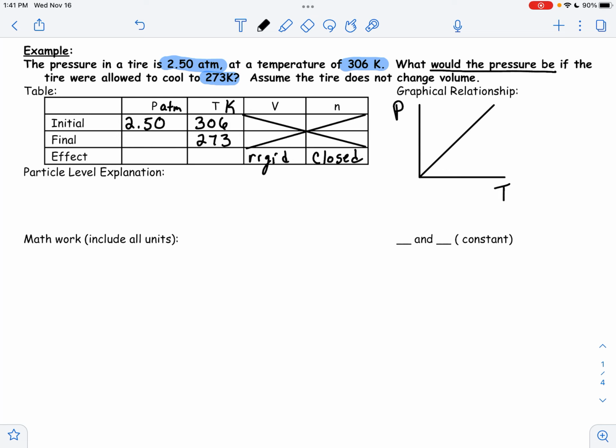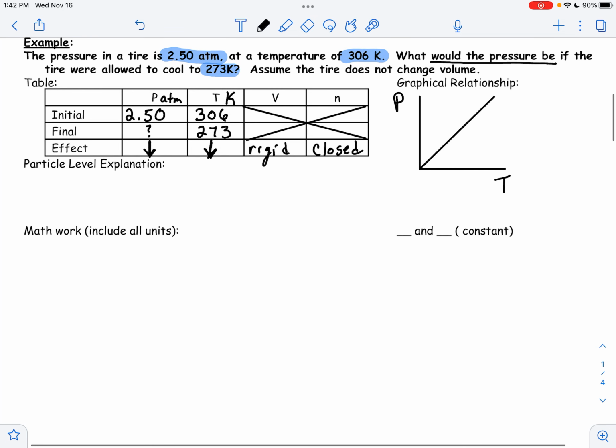So, when I look at this, my initial temperature was 306. My final temperature is 273. That means that my temperature over the course of this scenario decreased. Since my temperature decreased, and because of my graphical relationship, I know that pressure also has to decrease, even though I don't know what the final pressure is.